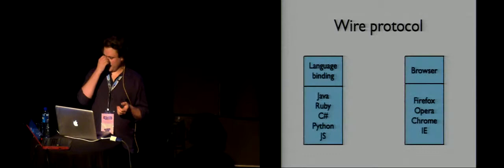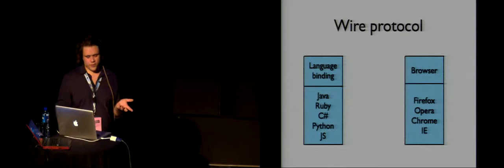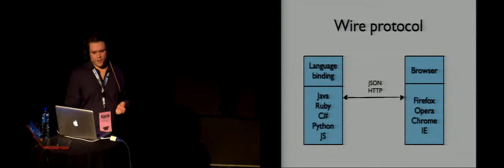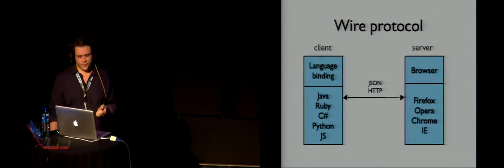So, what would be a good way for these browsers to communicate? The most ubiquitous solution is using JSON over HTTP, because all the languages know it and all the browsers know it. So that's how our wire protocol is implemented. It's basically a client-server architecture. The browser acts as a server, and you have language-specific clients.